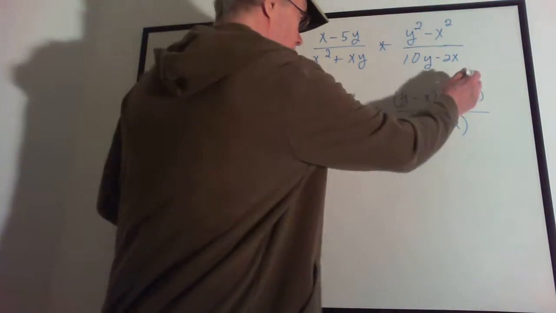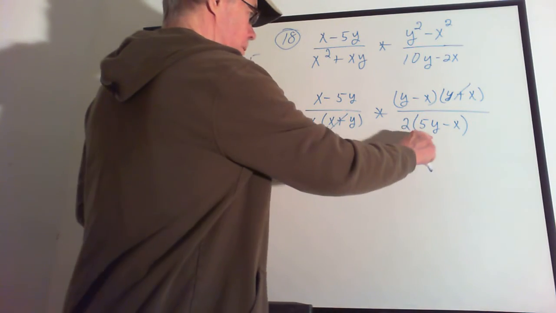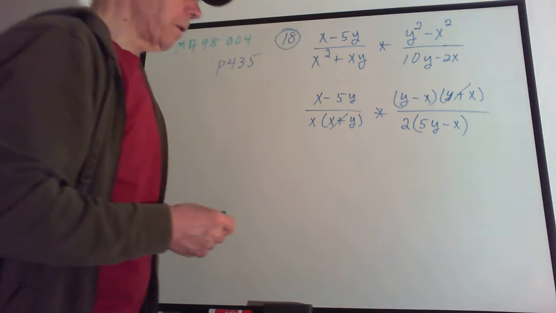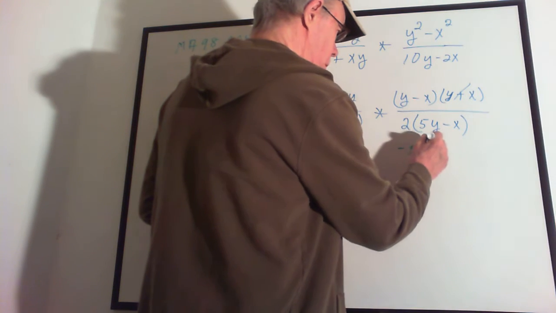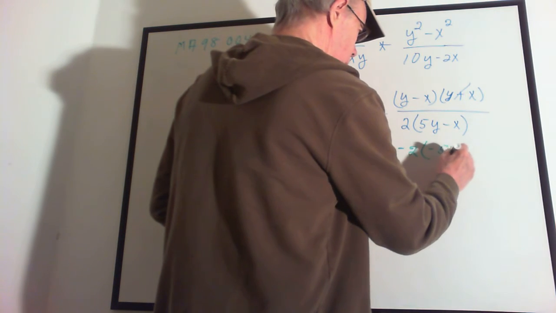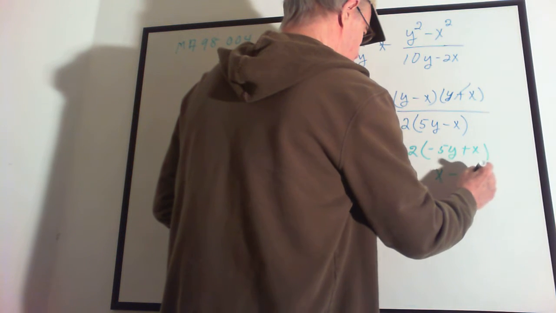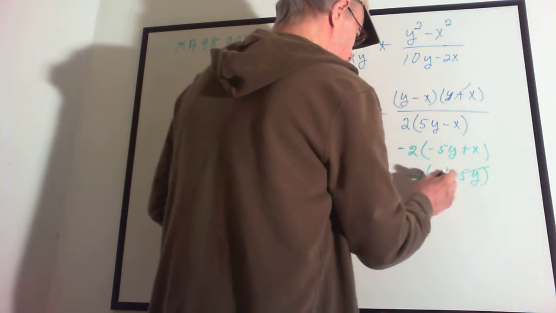5y minus x. So these cancel. This, what I would like to do is make it x minus 5y. So what I'm going to do with it is I'm going to make this a negative 2. This becomes negative 5y plus x, which is x minus 5y times negative 2. So those cancel.